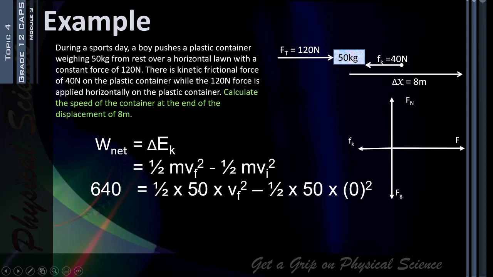The mass of this container is 50 kilogram. We want to calculate the final velocity or speed, and you know that it was pushed from rest, so the initial velocity or the initial kinetic energy will be equal to 0. And then we calculate the final velocity. So it's 640 divided by half of 50, and the square root of that will give you 5.06 meters per second. No direction needed because they asked you for the speed, which is a scalar quantity.